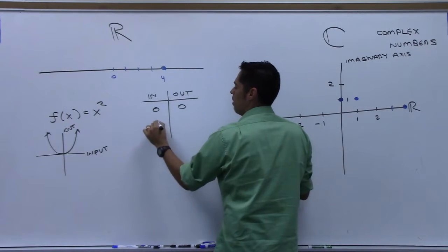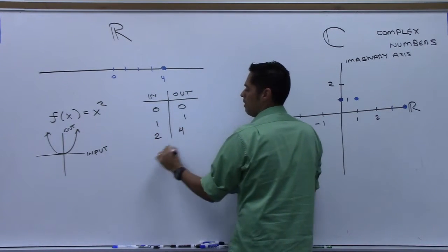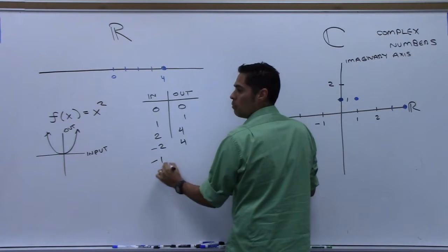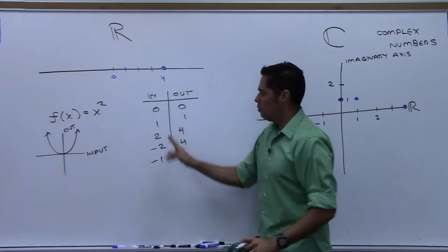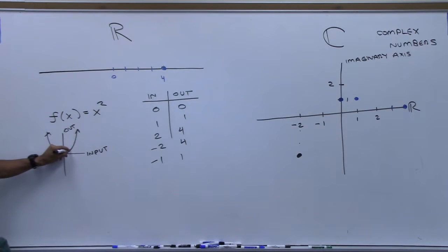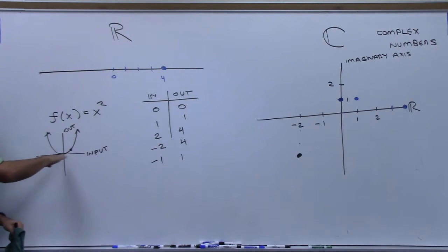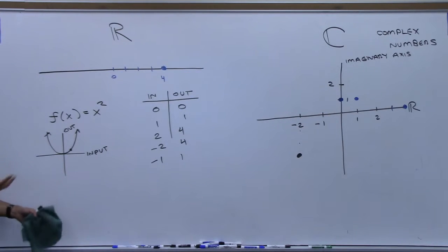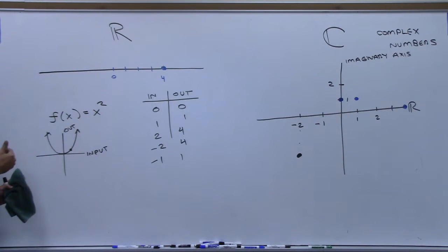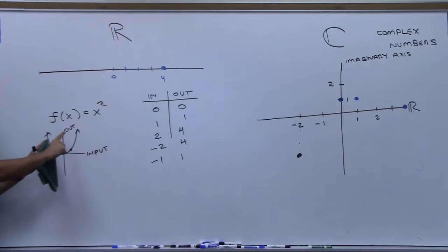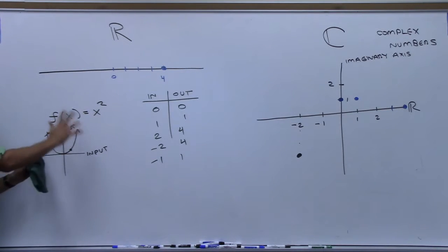0 went in, 0 came out. 1 went in, 1 went out. 2 went in, 4 went out. -2 went in, 4 went out. -1 went in, 1 went out, right? Each one of these points on here is one of those written as an ordered pair. So visualizing this function required 1 dimension for the input and 1 dimension for the output, for a total of 2 dimensions. But you were not allowed to plug imaginary numbers in here, were you? No, we hadn't even talked about complex numbers at all.